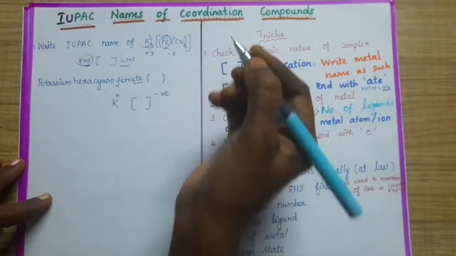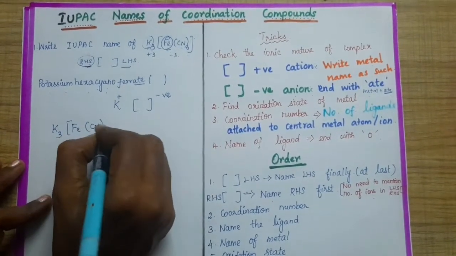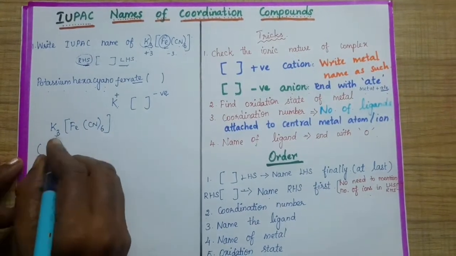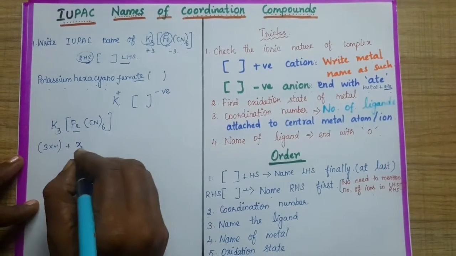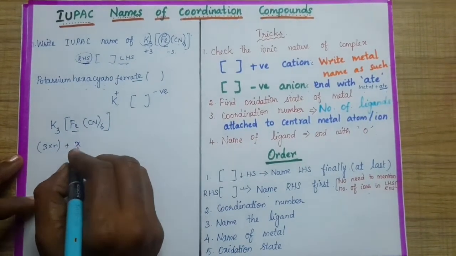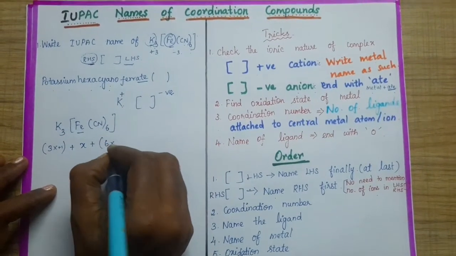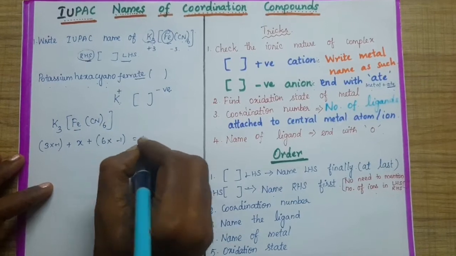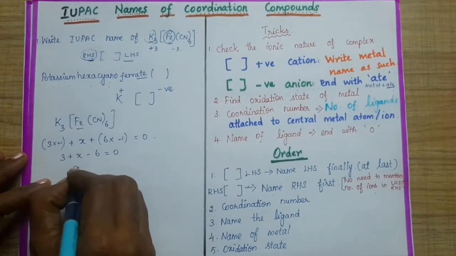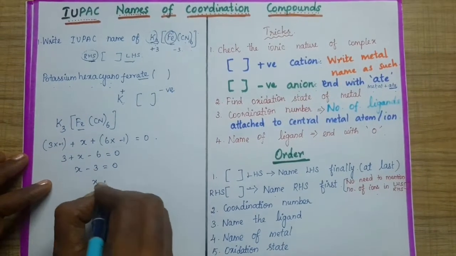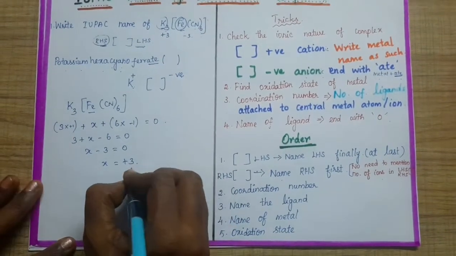Let me consider the ion as X. K3[Fe(CN)6]. For potassium we know it is plus 1. So 3 into plus 1, plus the iron, whose oxidation state I am going to find out, let me consider as X, plus the cyano molecules. There are 6, so 6 into minus 1, equal to 0. So 3 plus X minus 6 is equal to 0. X minus 3 is equal to 0. X is equal to plus 3. So the oxidation state of the iron is plus 3.